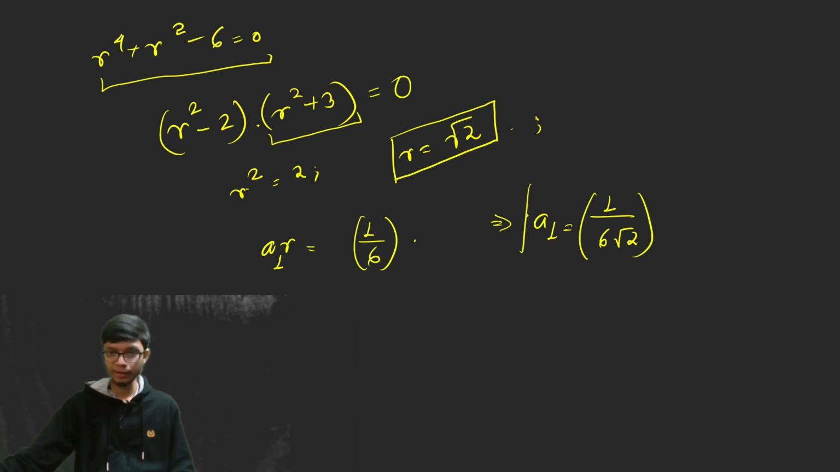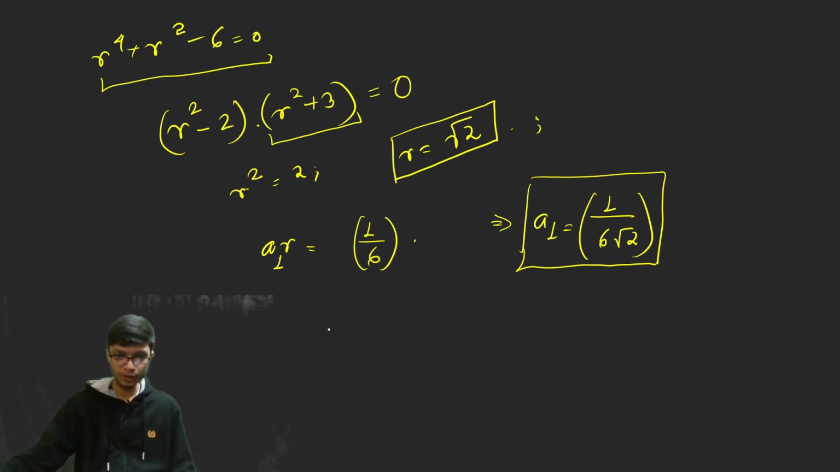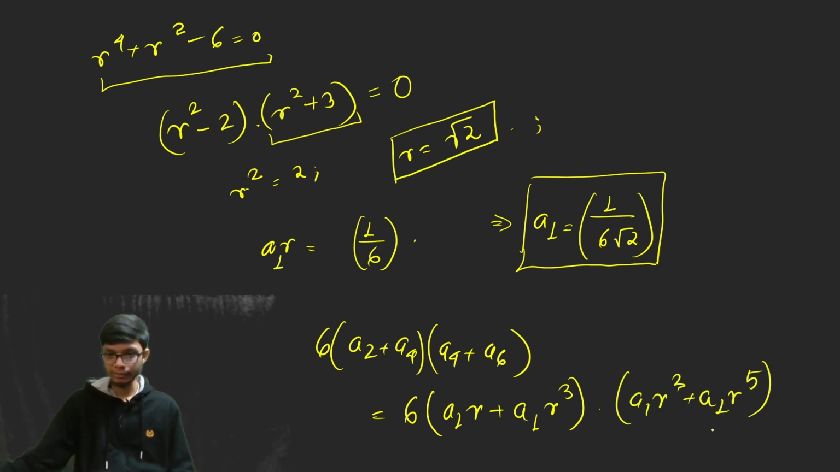And if you have the a1 value, the first term of the geometric progression, as 1 by 6 root 2, then you need to find the expression 6 into a2 plus a4, multiplied with a4 plus a6. So you have to look for the expression 6 into (a2 plus a4) multiplied with (a4 plus a6). Now if you solve this, it will be 6 into (a1 r plus a1 r cube) multiplied with (a1 r cube plus a1 r to the power 5). Now you can put back the values, because you have got the value of r as well as the value of a1.